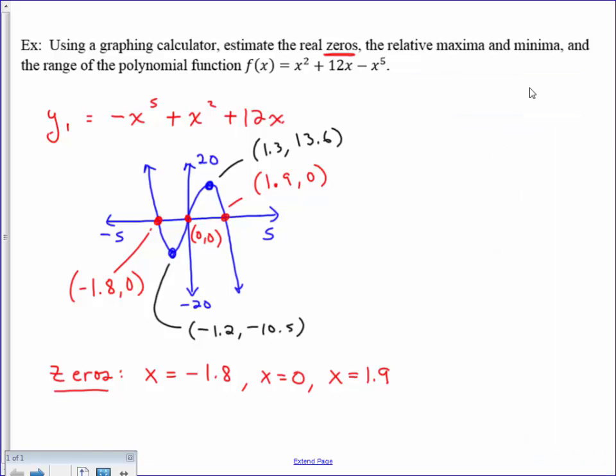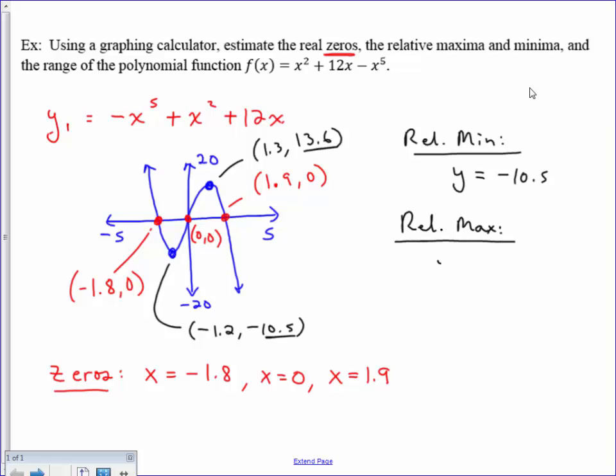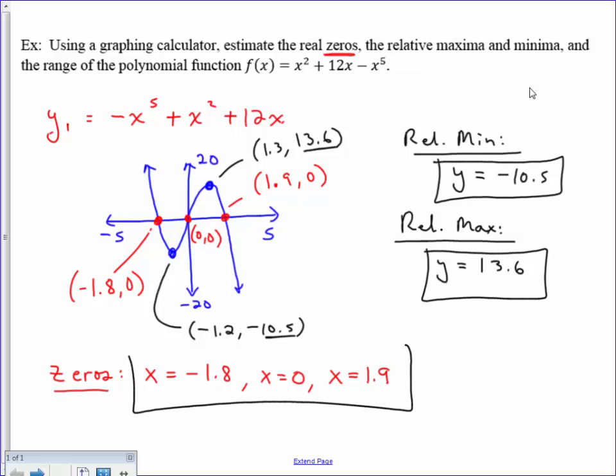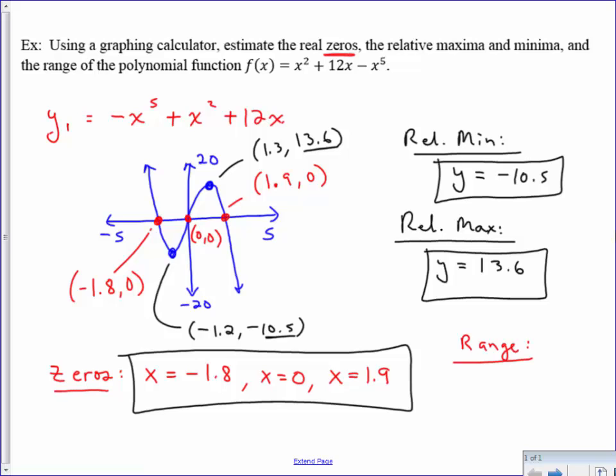Alright, now on here, my relative maximum and minimums are always y values. So my relative minimum, in this case, would be y equals the y value from that point, so negative 10.5. The relative maximum would be the y value from this point, so y equals 13.6. Okay, so we have graphed, and then we have answered their two questions about zeros and maximums and minimums. The range of this function we can see by looking at the graph would be negative infinity to infinity.